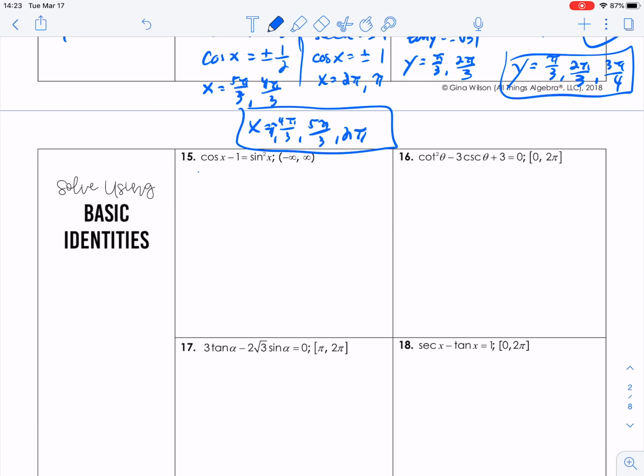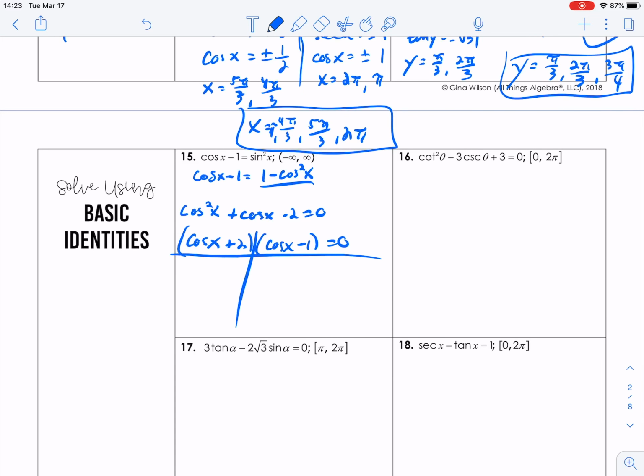So this is going to give us cosine of x minus 1 equals 1 minus cosine squared x. If you don't know how I did that, you have to go back and study your trig identities. All right, so let's get it all on one side. We get cosine squared of x plus cosine of x minus 2 equals 0. Solve by factoring: cosine of x plus 2, cosine of x minus 1. So cosine of x equals negative 2 and cosine of x equals 1.